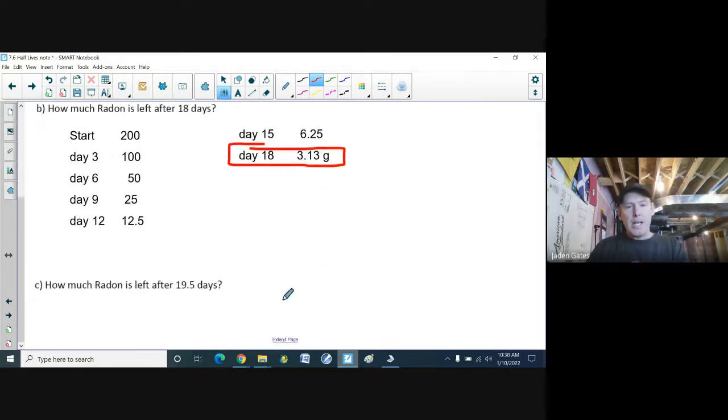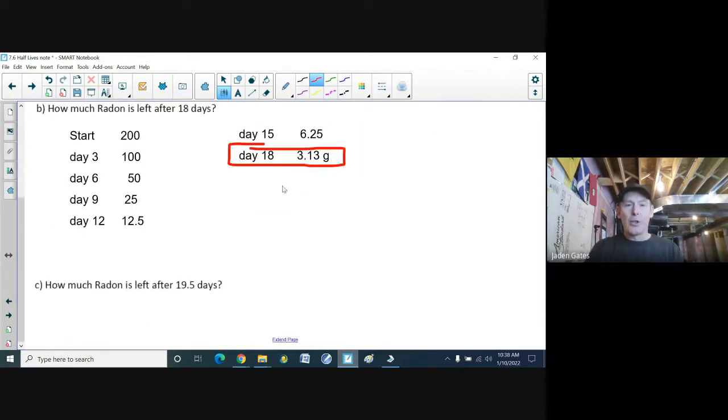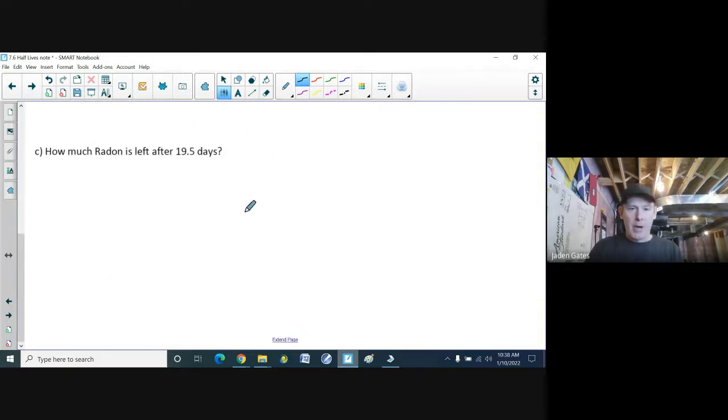Now I get to see how much radon is left after 19 and a half days. Well, 19 and a half divided by 3 is not a nice number. So I am going to have to use my formula. So I have my N is equal to N naught. We're dealing with half-life, so it's times 0.5, half. And I have my T divided by my H.